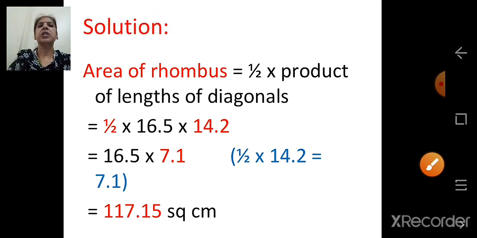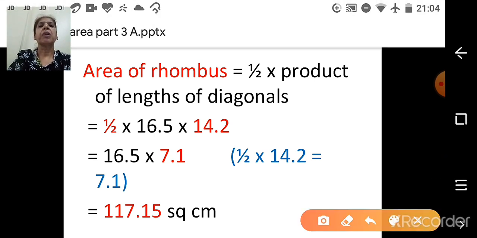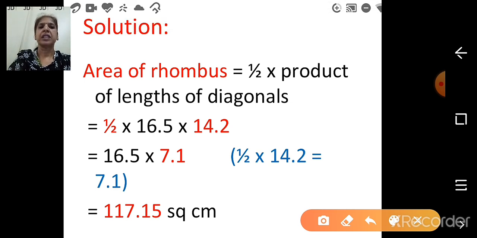Now first solution. Area of rhombus. Now what is the formula to find area of rhombus? It is half into product of length of diagonals. Then we will substitute the values. Half into 16.5 into 14.2. Now we will do the calculation. Now 14.2 is an even number. So we can easily divide it by 2, that is half of. And what is half of 14.2? It is 7.1. We know 2 sevens are 14.